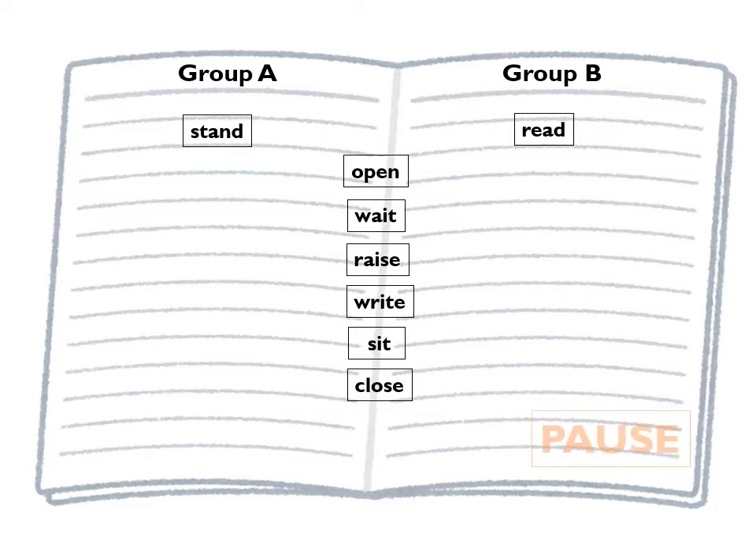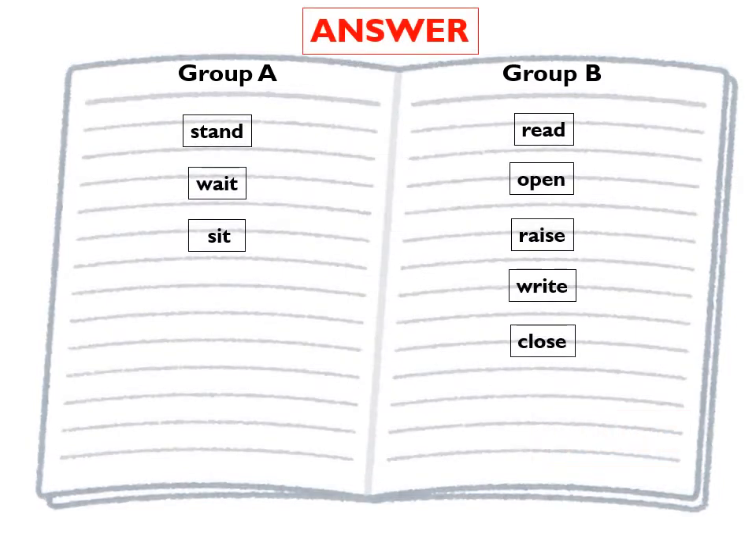Now, please pause the video and categorize the rest into 2 groups. When it's done, please keep on watching the video. Here are the answers. Group A verbs: stand, wait, sit. They don't require any more detail. But Group B verbs: read, open, raise, write, close. These verbs don't make sense by themselves. This is focus 1 I was talking about at the early stage of this video, 2 groups of verbs.